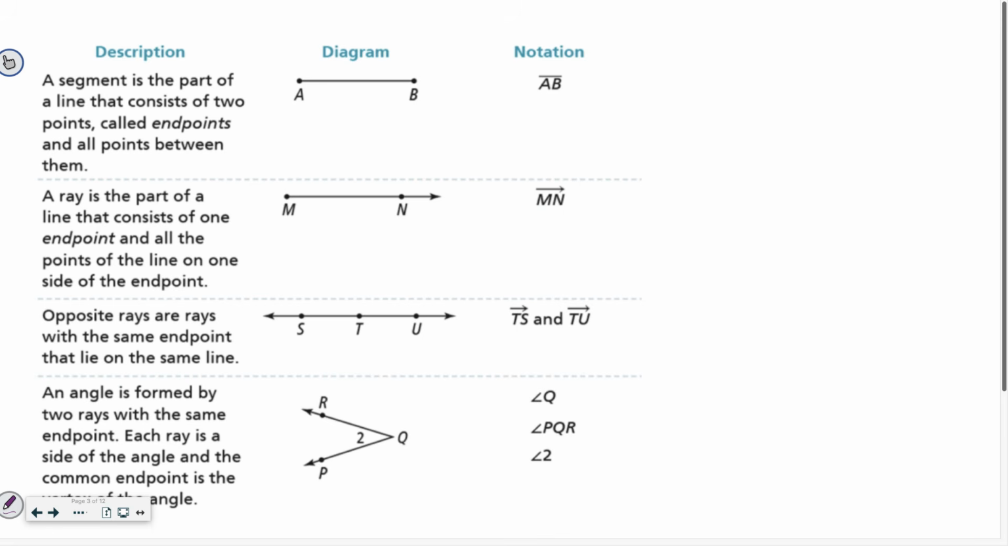Opposite rays are when you have 2 rays that point in the opposite directions. So in this case, it ends up looking like a line, but another name for it is opposite rays. So we could have ray TS and ray TU.